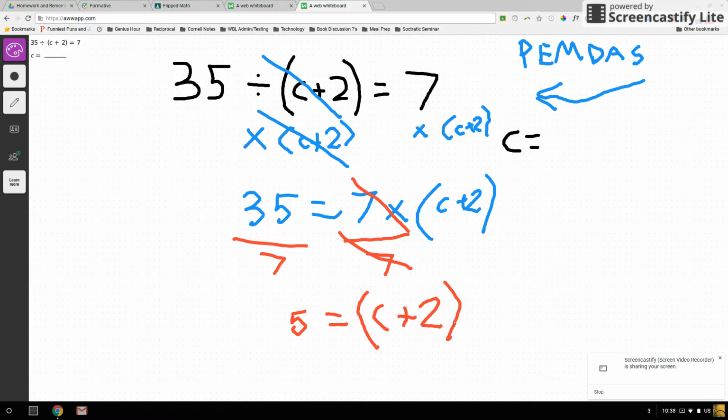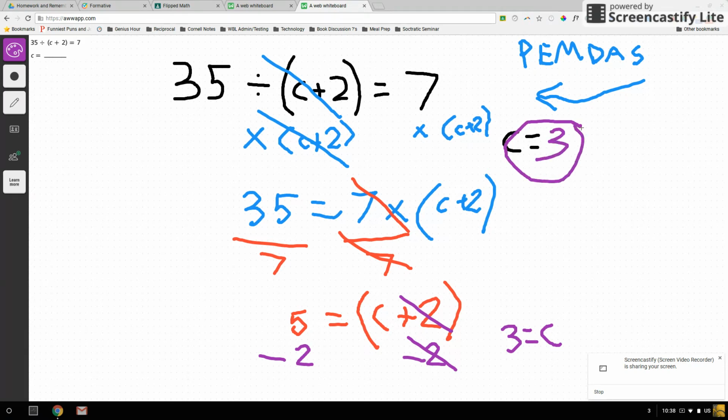Now, the only thing we have to do here, now we can do our parentheses. It's our last thing. Well, if we're taking c and we're adding 2, to get rid of that plus 2, now we minus 2. If we do it on one side, we do it on the other side. So now we have 5 minus 2 equals 3. And these two things cancel out. So 3 equals c, or our final answer. As we typically write it in algebra, we put the variable first as c equals 3 as our final answer.